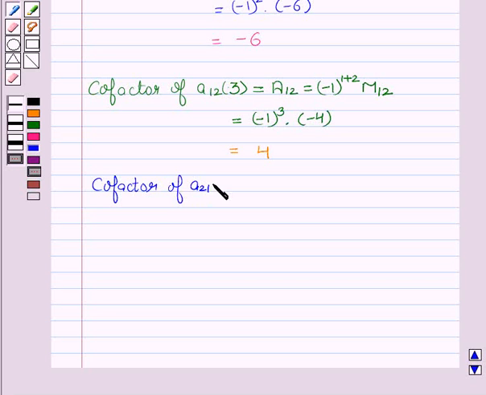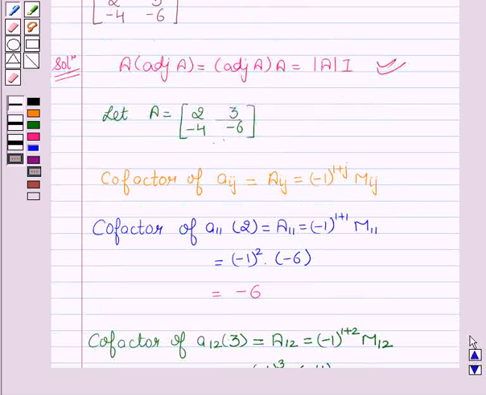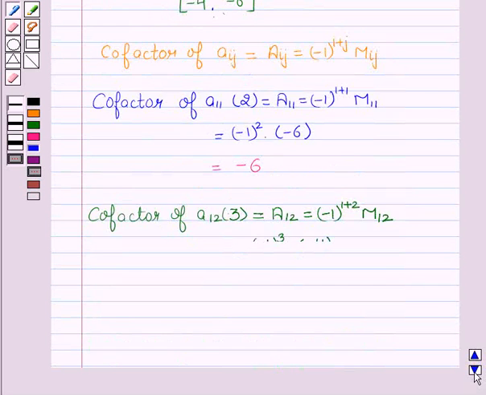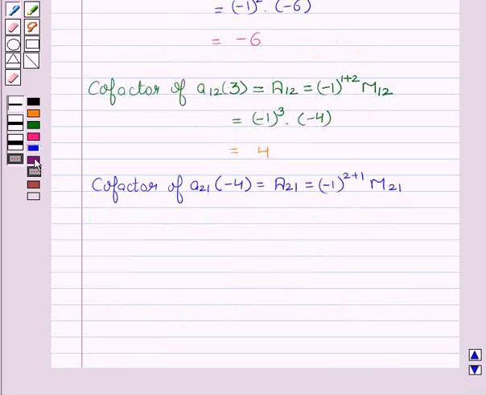Now we will write the cofactor of A 2 1, that is minus 4, is denoted by A 2 1 equal to minus 1 to the power 2 plus 1 into M 2 1. Now we have to find minor, that is M 2 1. So we have to find the minor of minus 4. So we will delete the first column and the second row. So it is 3. So therefore we will write, this is equal to minus 1 to the power 3 into 3. This is equal to minus 3.